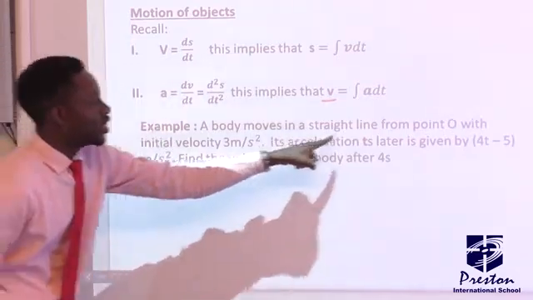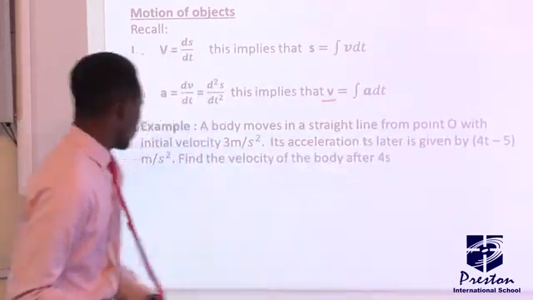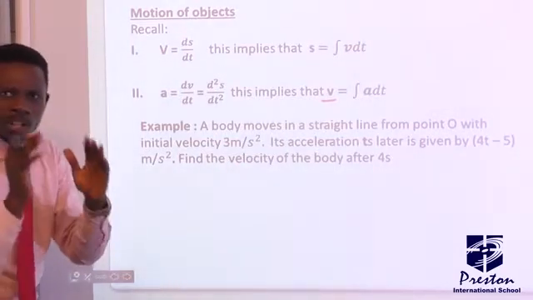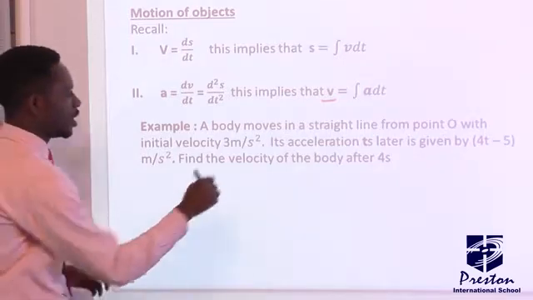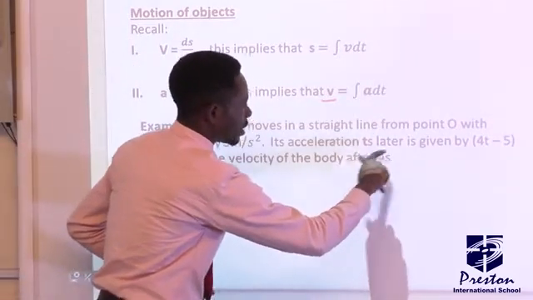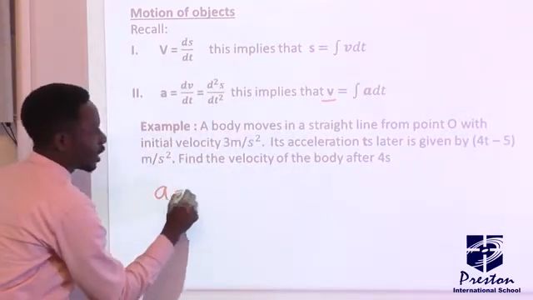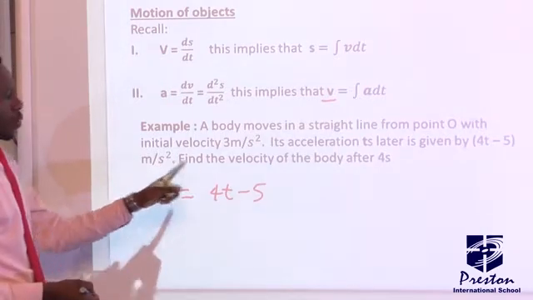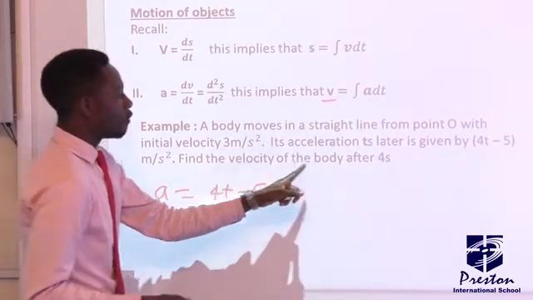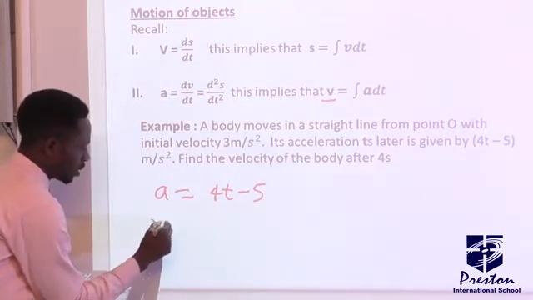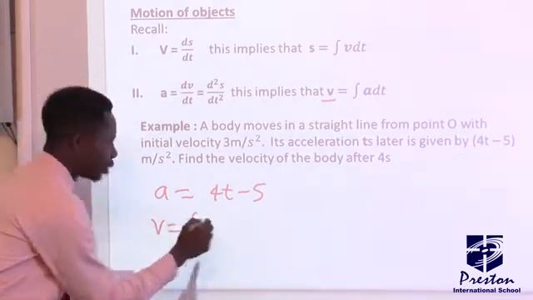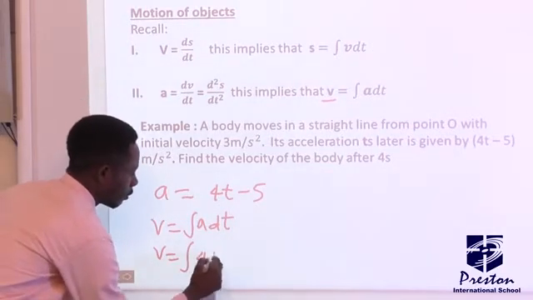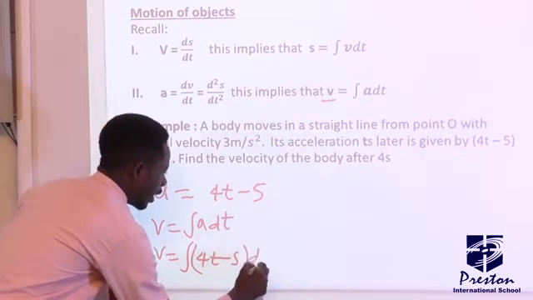A body moves in a straight line from point O with initial velocity 3 m/s. Don't forget that initial velocity is talking about when time is zero. Its acceleration at t seconds later is given by 4t minus 5 in meters per second squared. We are now being asked to find the velocity of the body after 4 seconds. But we know that velocity is equal to the integral of the acceleration with respect to time t. So that means our velocity is going to be the integral of 4t minus 5 dt.